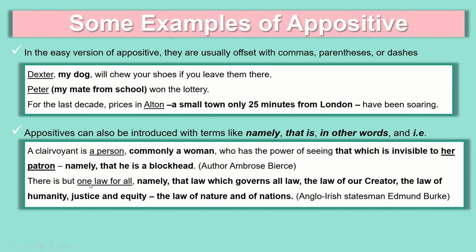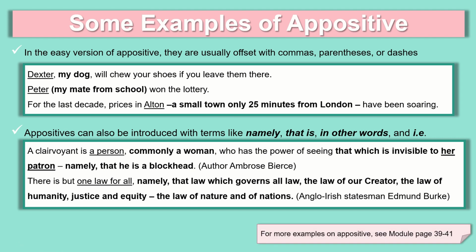There is but one law for all, namely, again, that law which governs all law. This one, that law which governs all law, is the appositive that explains the one law, the law of our Creator, the law of humanity, justice, and equity, the law of nature and of nations. These are some examples of an appositive. You can see more examples on appositive on pages 39 to 41 of your module.